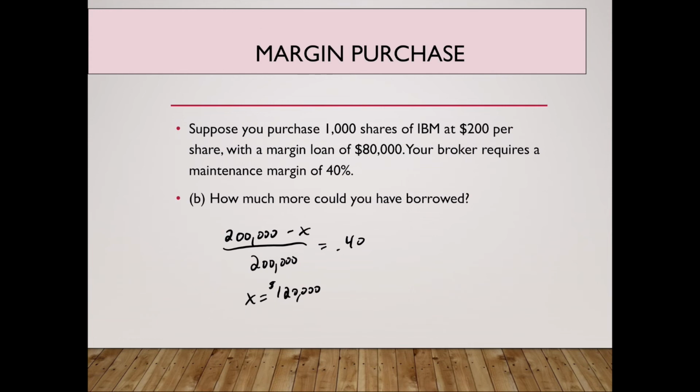I didn't go through each individual calculation, but you would just multiply both sides by 200,000, and then subtract 200,000 from both sides and then divide by a -1 to get that the loan amount I could have borrowed is 120,000 to maintain that maintenance margin of 40%.